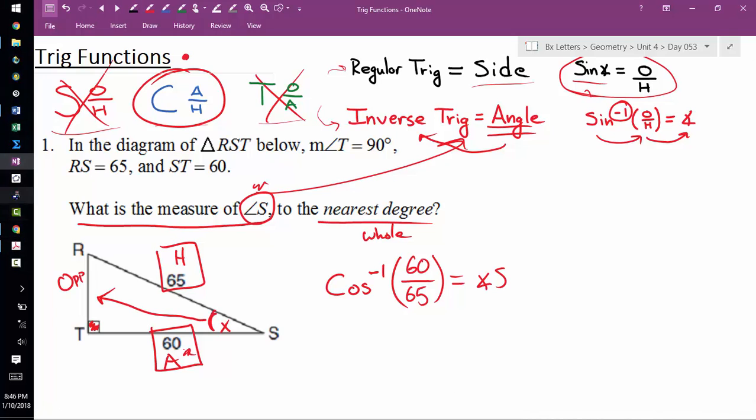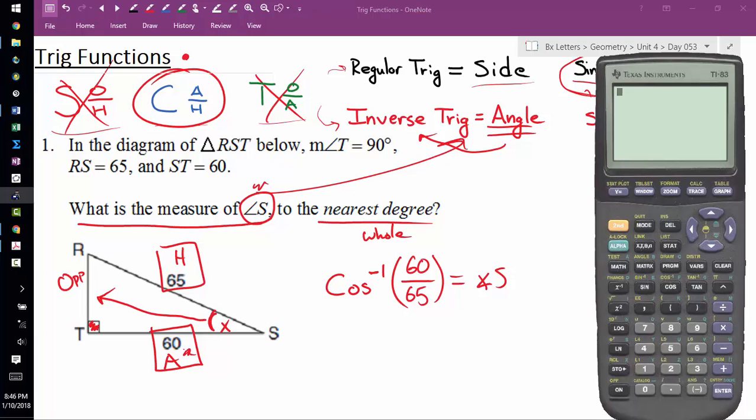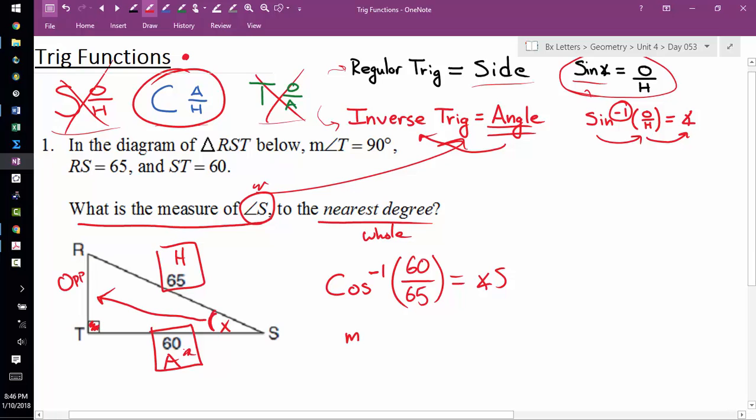So let's type this into our calculator. Unlock inverse cosine by doing the second button. Type in our ratio, the adjacent 60 divided by the hypotenuse 65, and I can tell my angle is 22.619 and so on. So the measure of angle S equals 22.619, and I'm going to round this to the nearest degree.